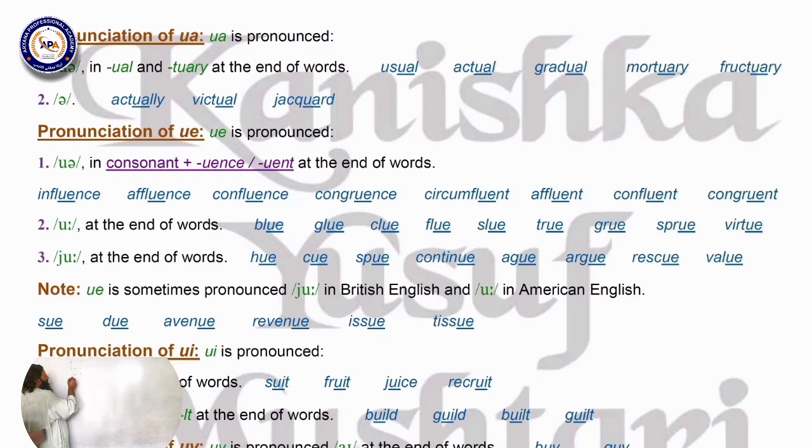Next sound given by UE is the long back vowel, lips rounded, oo sound. And this sound is given by UE at the end of words, like blue, glue, flew, slew, true, brew, screw, virtue, and etc. And sometimes with this oo sound, y is also added because of letter U. That is one of the attributes of letter U, that it sometimes takes y sound with it. Again at the end of words. Like hue, cue, spew, continue, argue, rescue, and value.